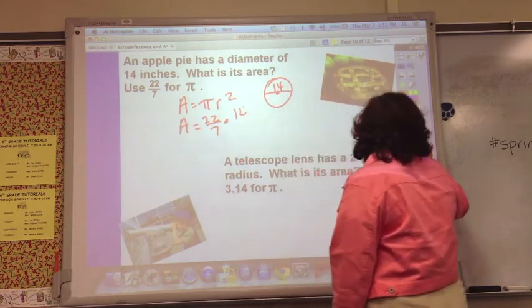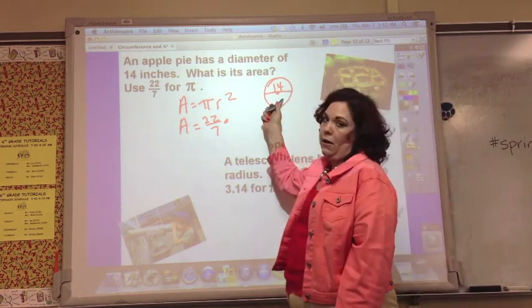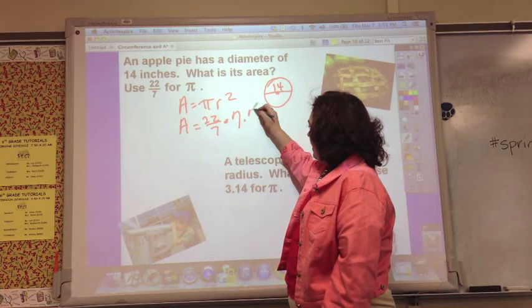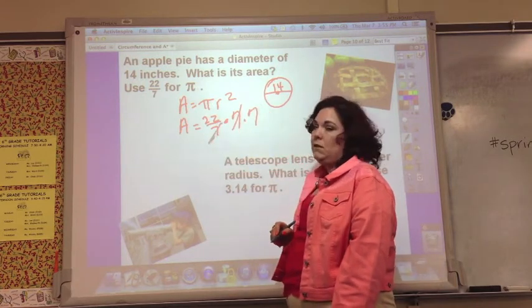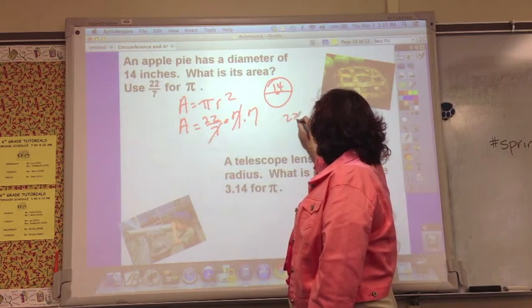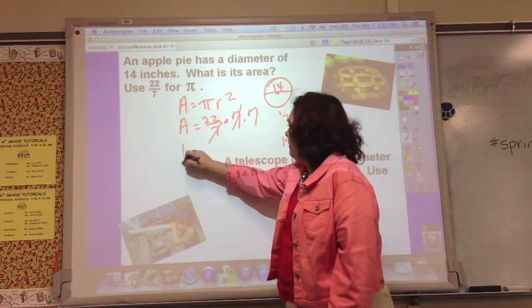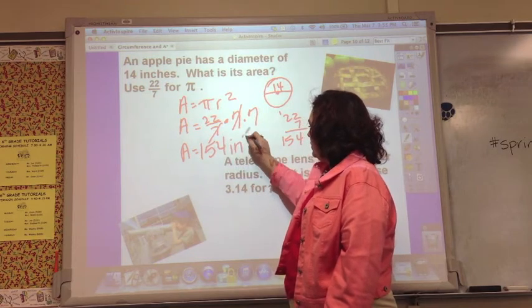Oops, nope, made a mistake. That is the diameter. So I need radius times 7 times 7. So I'm going to do 7 times 7. Just cross out those two 7s, cross canceling. So 22 times 7. 22 times 7 is 154. So area equals 154 inches squared.